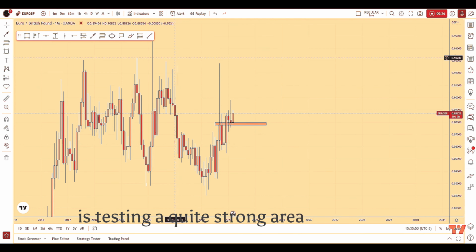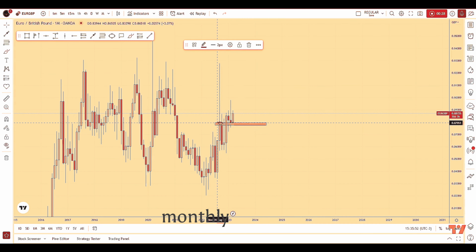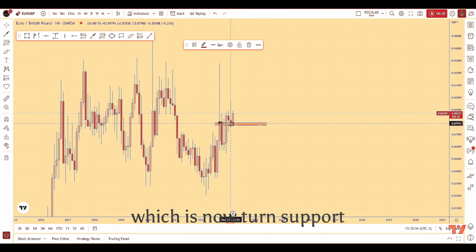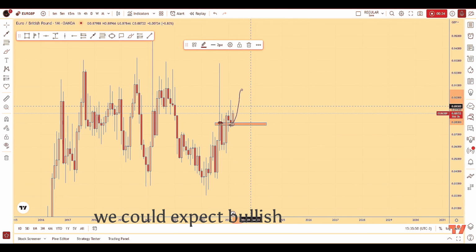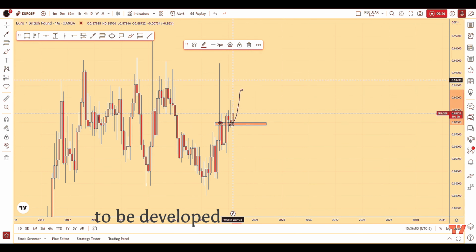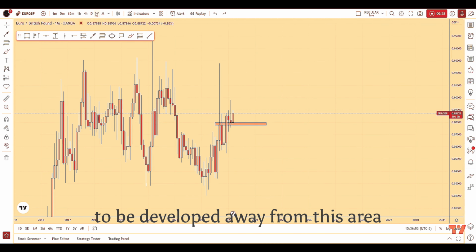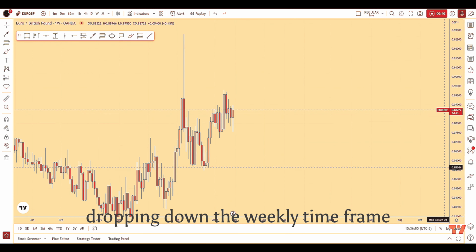Now, starting from the monthly time frame, what we can see is that this market at the moment is testing a quite strong area of previous monthly resistance, which is now turned support. Now, as the market is testing previous resistance turned support, we could expect bullish price action to be developed away from this area. Dropping down on the weekly time frame, what do we have?